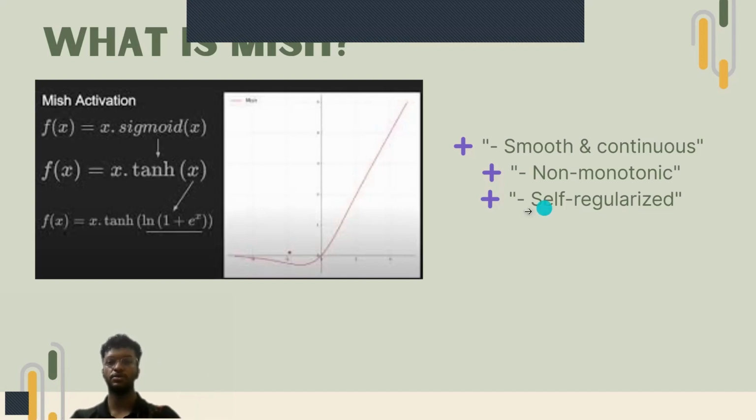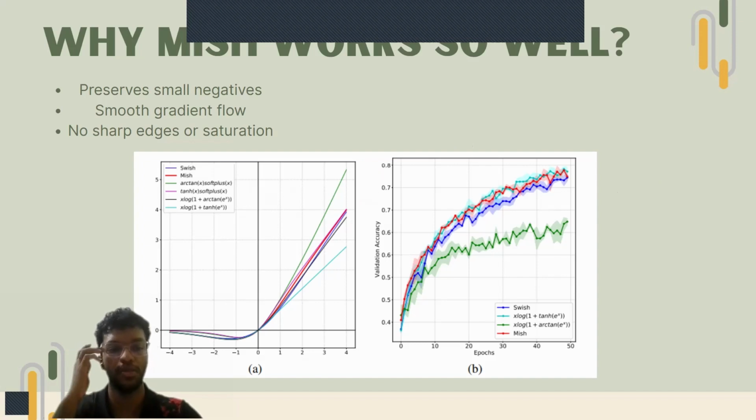So we're going to look at why Mish works so well with the other activation functions. Why does the Mish activation function work so well? Unlike ReLU, which discards anything below zero, Mish keeps the small negative values. This means that your neurons still get to learn from subtle, nuanced features instead of being silenced.